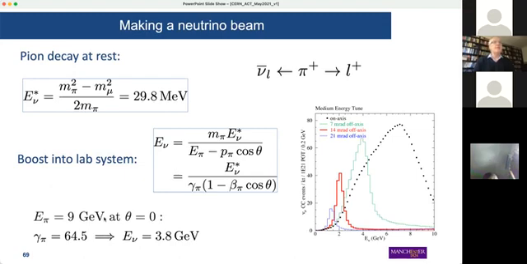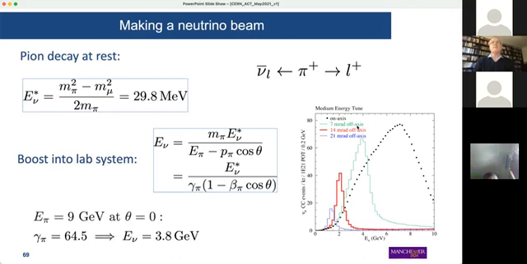We do this here with a gamma factor. And just to give you an idea, for a pion of 9 GeV at an angle of 0, you get a neutrino of about 3.8 GeV. However, this will depend on the angle of the neutrinos, and you see that on this spectrum on the right, the energy spectrum for different angles with respect to the axis of 7 milliradians, 14 and 21 milliradians.